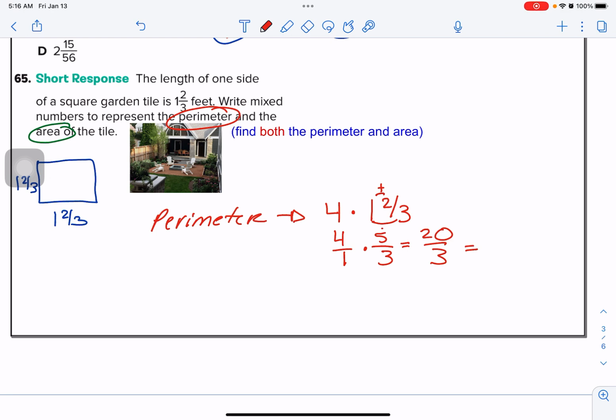I ask myself, how many times does 3 go into 20? And if I look at it, 3 goes into 20 6 times, which is 18. To get to 20, I have to add 2 more out of 3. So my answer would be 6 2/3.